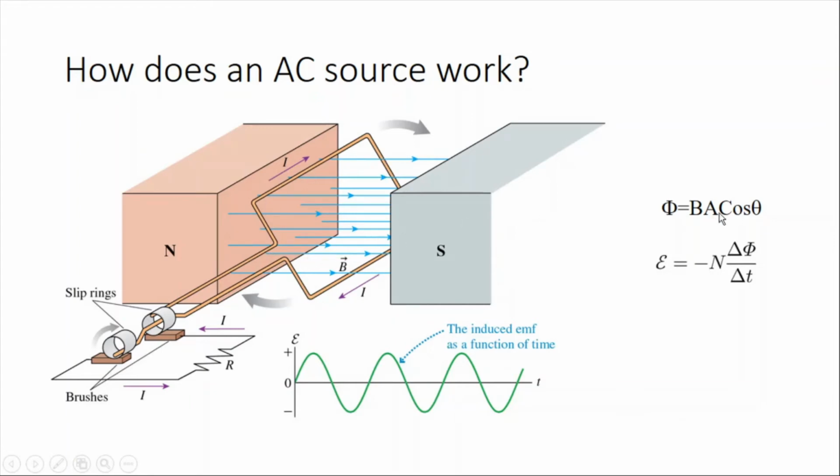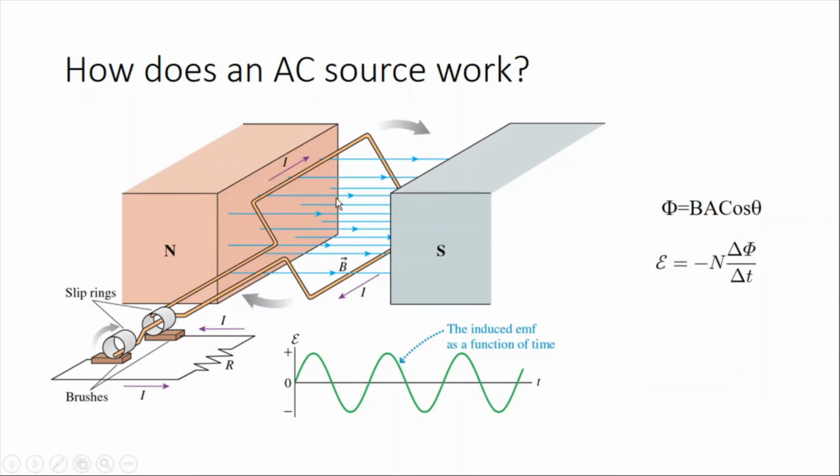So what is magnetic flux? Magnetic flux is the magnetic field B times area times cosine of theta. The magnetic field in between the two magnets is constant. The area of the loop is constant again, and what is changing is theta. Theta is the angle between the magnetic field lines and the normal of the surface of this coil. As the coil rotates, this theta will change.